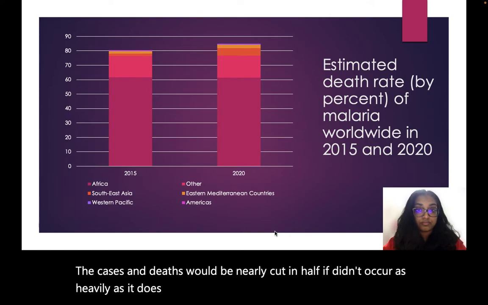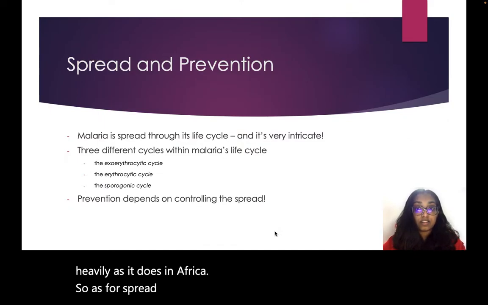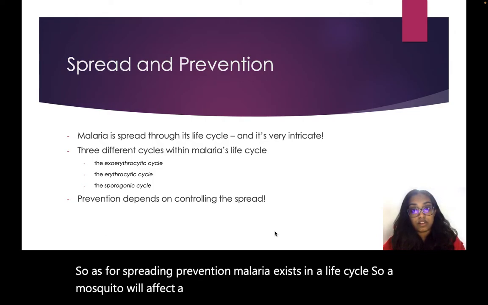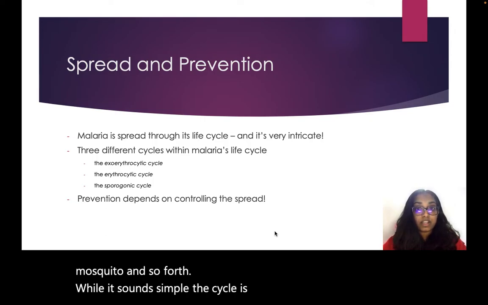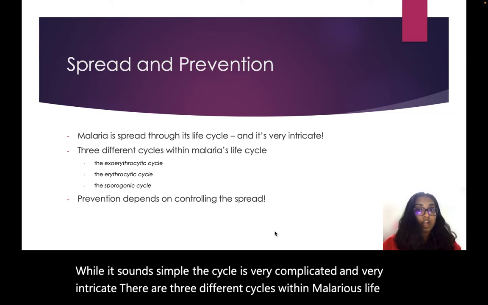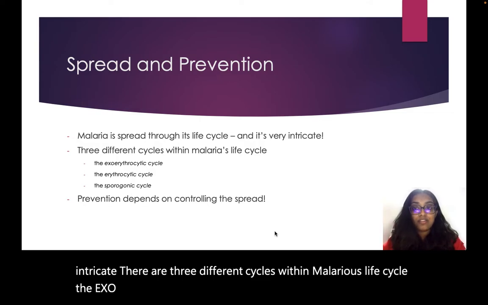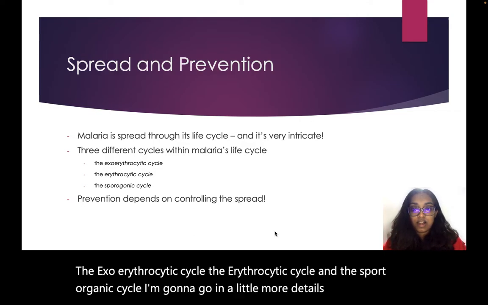So, as for spread and prevention, malaria exists in a life cycle. A mosquito will infect a human, and the infected human infects a mosquito, and so forth. While that sounds simple, the cycle is very complicated and very intricate. There are 3 different cycles within malaria's life cycle: the exoerythrocytic cycle, the erythrocytic cycle, and the sporogonic cycle.